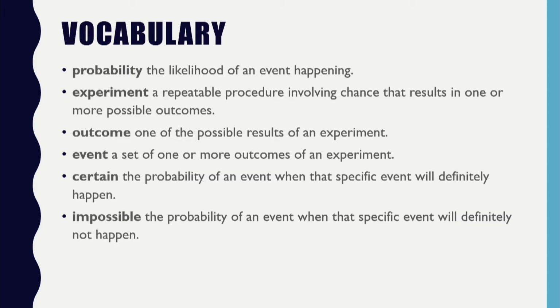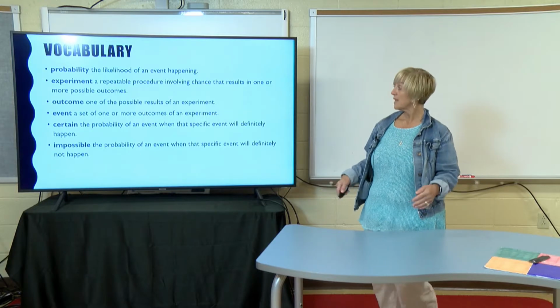Our first vocabulary word is probability. That's what our whole lesson is on today. Probability is the likelihood of an event happening. The likelihood of spinning an A. That was what probability was.